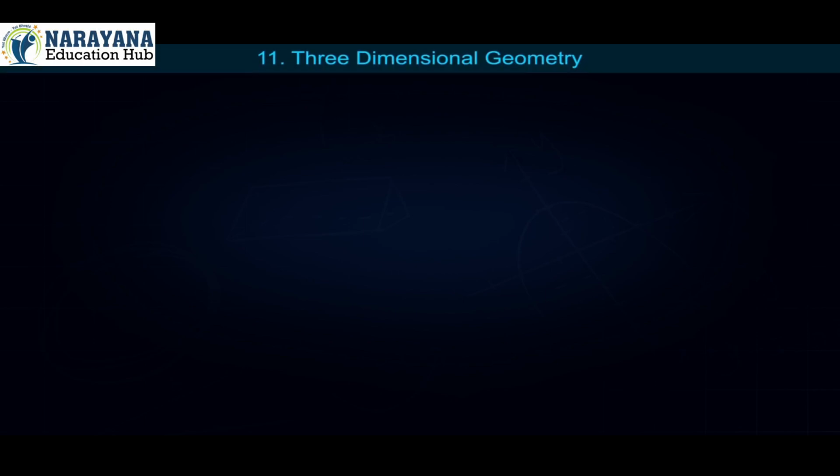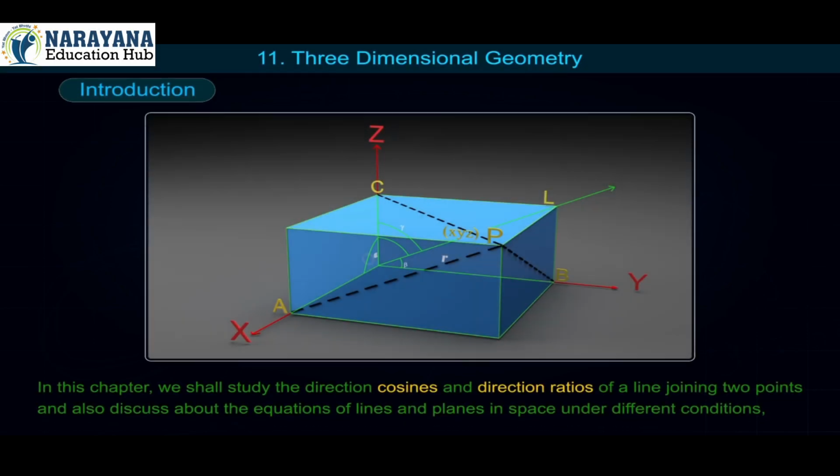Chapter 11: Three-Dimensional Geometry. Introduction. In this chapter, we shall study the direction cosines and direction ratios of a line joining two points, and also discuss the equations of lines and planes in space under different conditions.